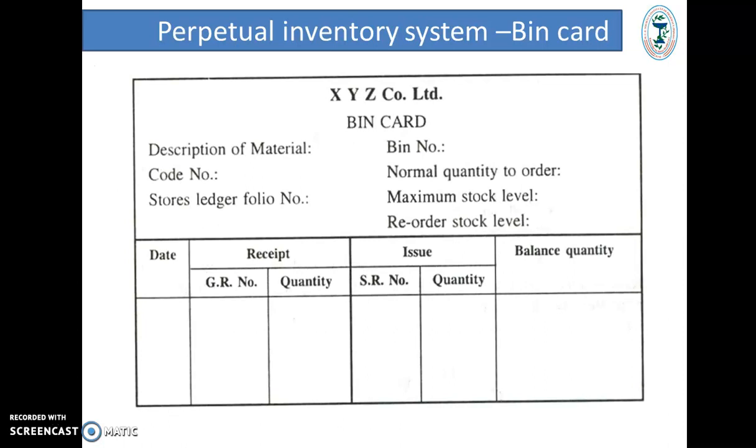This is the example of an actual bin card. It contains the description or name of the material, assigned code number, and store ledger folio number. The same entry has to be made in the store ledger, so you have to write the page number of the store ledger on which the same material is entered. Next is bin number, normal quantity to order, maximum stock level of material and reorder stock level. We have discussed maximum stock level and reorder stock level in the topic inventory control.